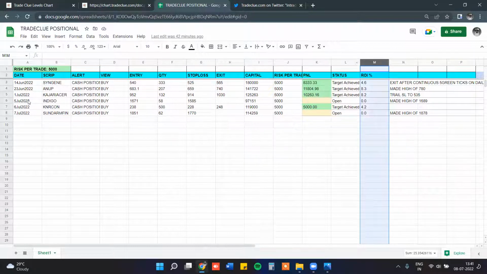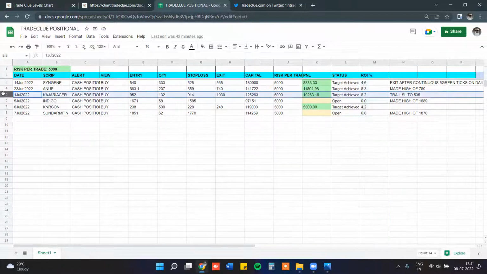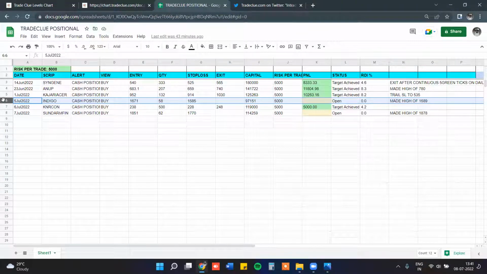One of such trades was Sinjin, Anup, Kajaria. So obviously it has shot up today. Indigo, KNR. Two alerts are currently running, basically Indigo and Sundaram Finance. Indigo had already made a high of around 1696 or 1700, so we had actually traded this, but Sundaram Finance is still open. KNR Construction, Kajaria. Such alerts are given directly into the group as of now.